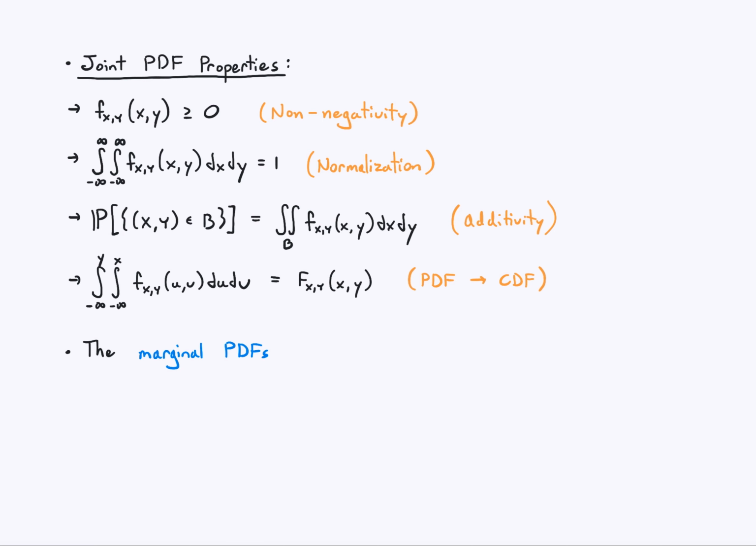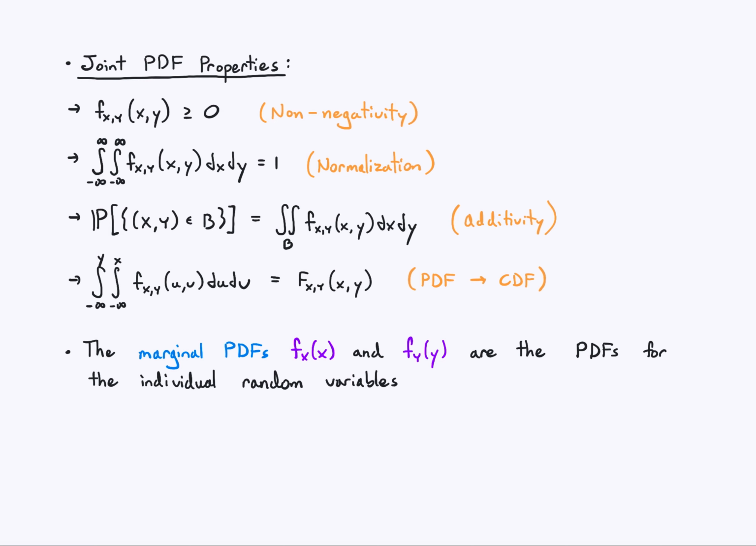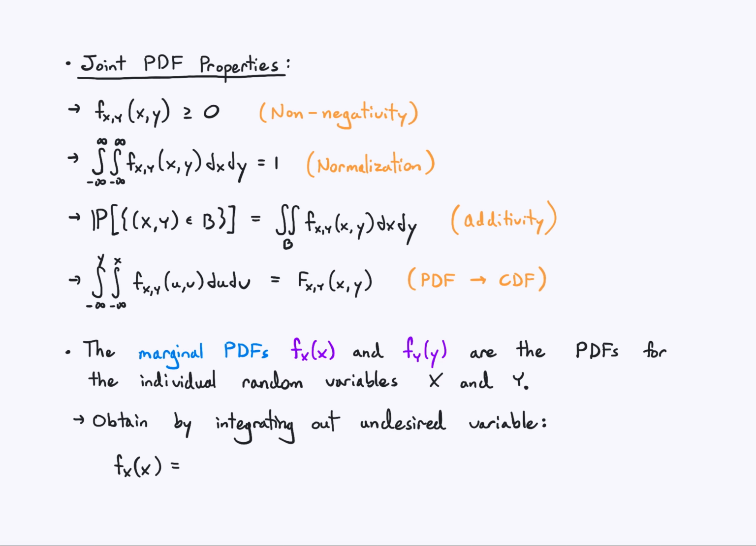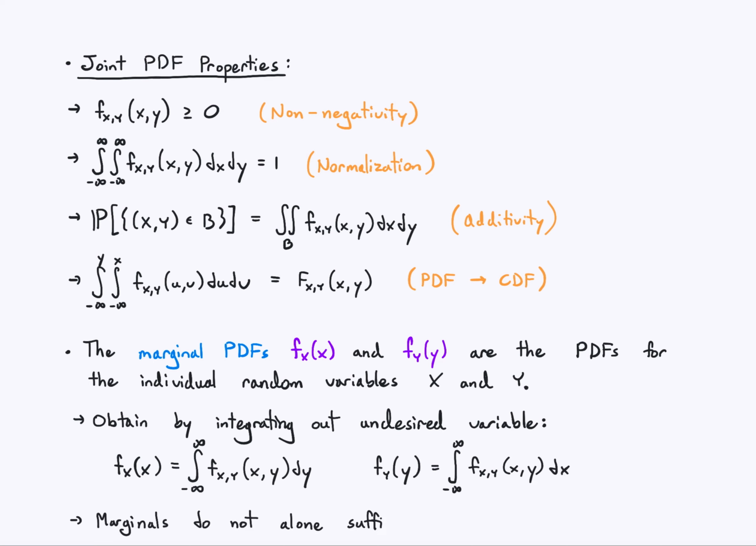And as in the discrete case, we have marginals, so in this case, marginal PDFs, f of x and f of y, and those are the PDFs for the individual continuous random variables, x and y, right? And the way that we get them is the same thing we were doing before. You just integrate out the variable you don't want. So if I want the marginal of x, I integrate out with respect to y, and if I want the marginal of y, I integrate out with respect to x. Okay, and remember that if I reveal the marginals to you, that's not enough information to determine the joint PDF, because it does not tell you how the random variables are coupled or how they interact. So you need a little bit more information than the marginals.